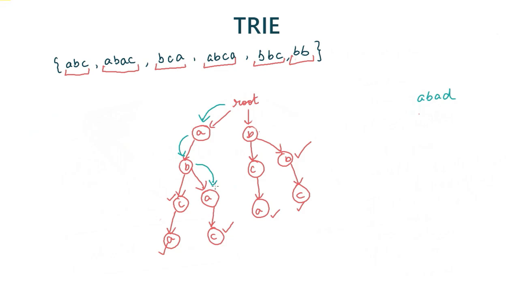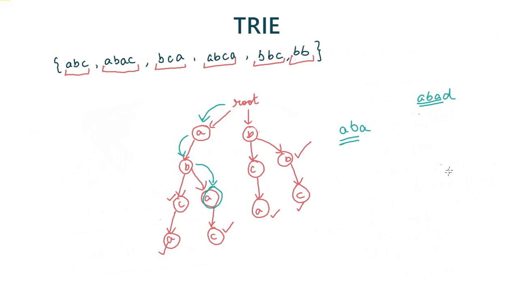Since we have stopped in this node, that means that the string which is represented at this node, which is ABA, is the longest prefix of ABAD which is present in this dictionary.